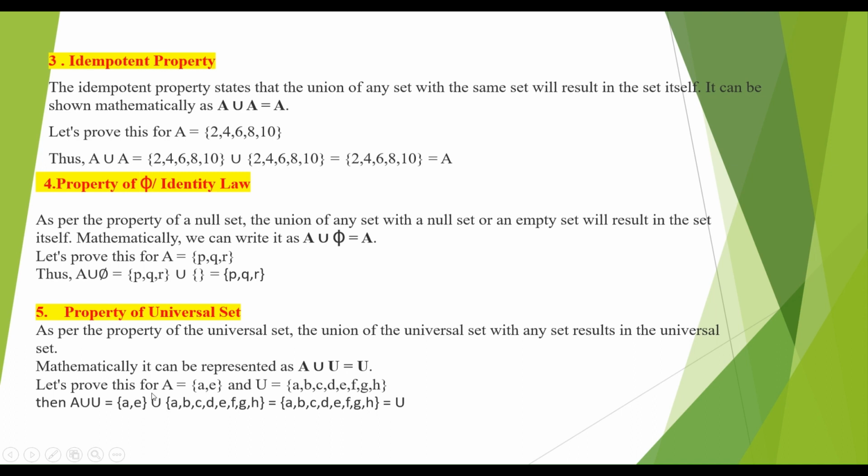We prove this as follows: let's take the set A as A comma E and set U as A, B, C, D, E, F, G and H. When we do A union U, what do we get? We get A, B, C, D, E, F, G and H. So this is equal to the universal set. Okay, this is nothing but the property of universal set.